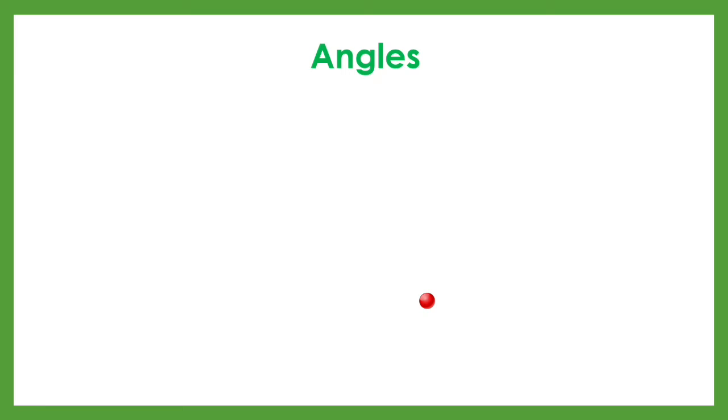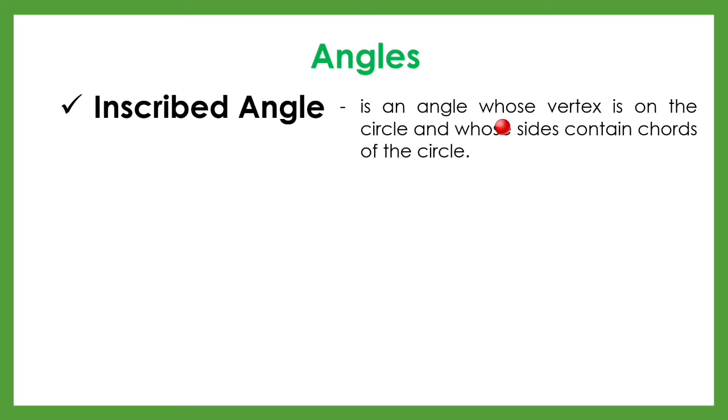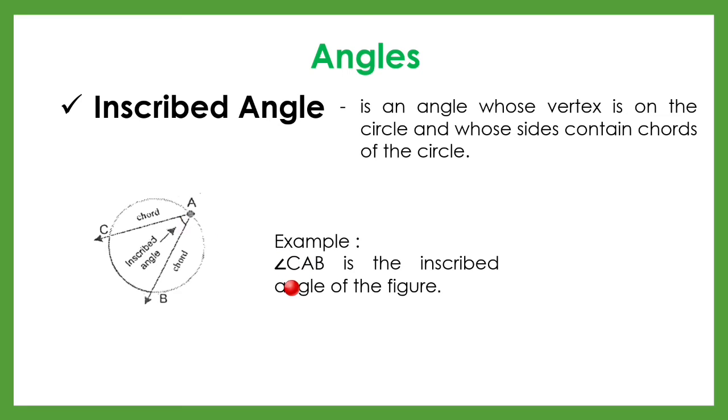Let's have the second type of angle, that is inscribed angle. This is an angle whose vertex is on the circle and whose sides contain chords of the circle. Kung ang central angle ay nasa vertex, ang center ng circle, ang inscribed angle naman, ang vertex niya ay nasa circle. So, ito yung ating circle. So, yung vertex ng inscribed angle nandito sa circle, hindi dito sa center. So, ang ating inscribed angle here is angle CAB.